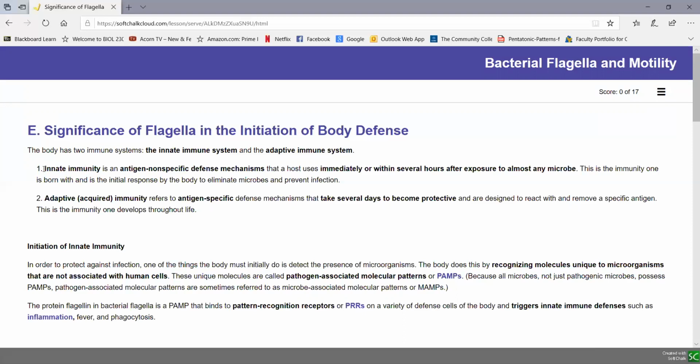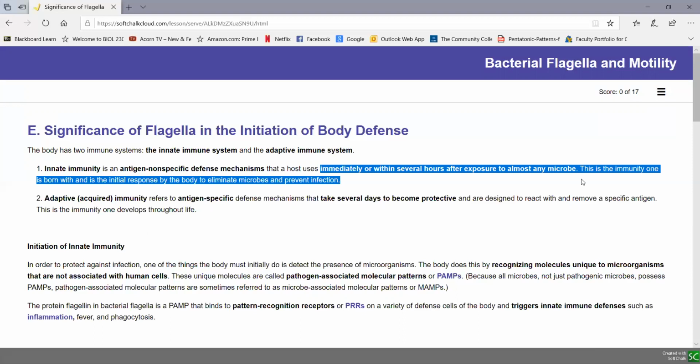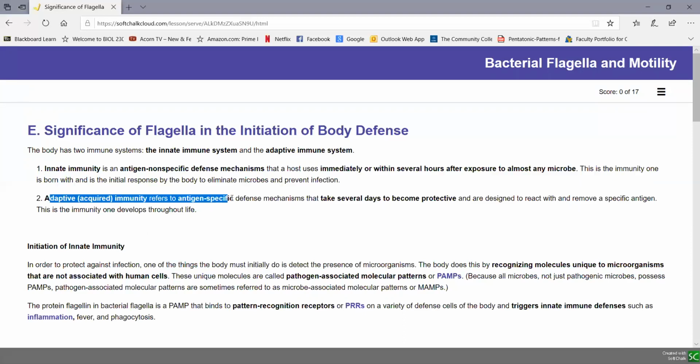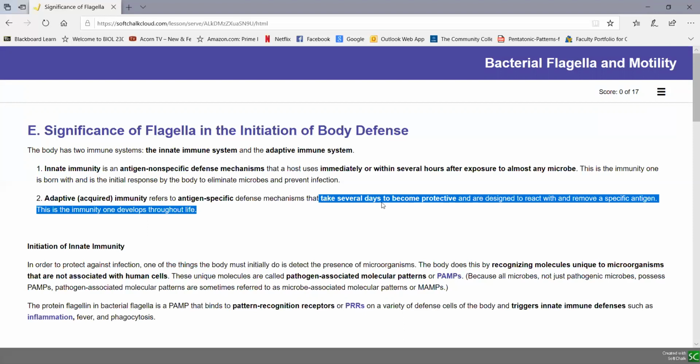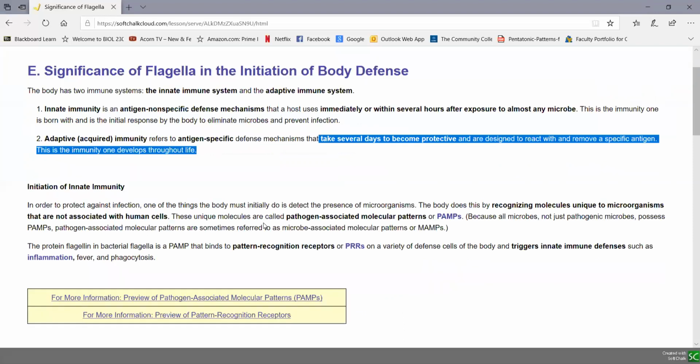So remember, innate immunity is antigen non-specific. Our body uses this immediately or within several hours after exposure to a microbe. And this is the immunity we're born with and the body's initial response to try to eliminate microbes and prevent infection. Whereas adaptive immunity is antigen specific. This takes several days to become protective and is designed to remove a specific antigen. And this is the immunity we develop throughout our life.